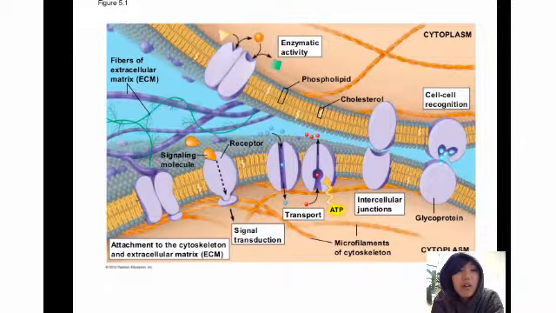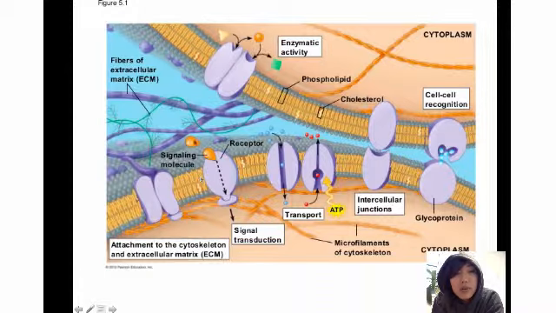This is just a picture to describe all those different types of proteins. You can see all the way to the left-hand side, this right here is an attachment protein. And we just learned in the last chapter that this could also be called an integrin. You know that this is an integrin because it's attached to a glycoprotein here, which is attached to the ECM or the extracellular matrix.